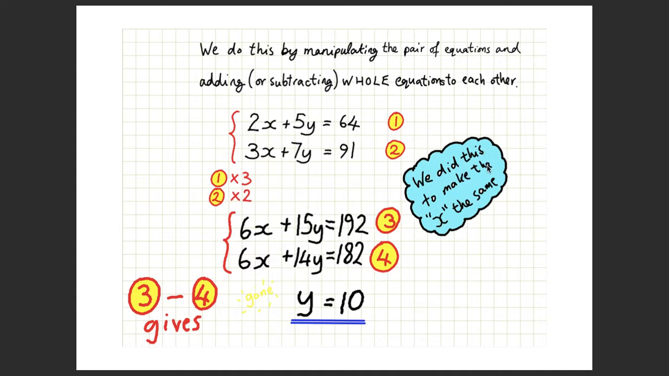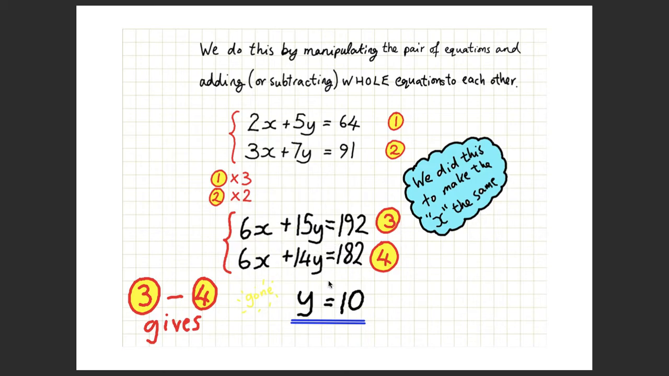So I've just written in a little blue bubble there, or blue cloud. We did this to make the x the same. So we multiplied whole equations by something to make the x's the same. The reason I did this was so that I could eliminate the x, because you can take whole equations from one another and eliminate the variables.